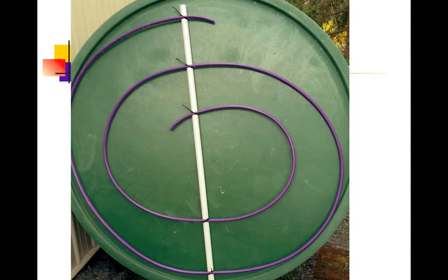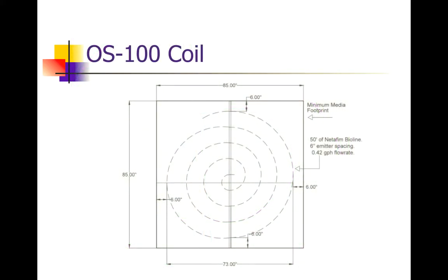The 5-foot OS50 coil, once assembled, will have this shape in the field. Again, the green is just a background for contrast, and the white bracket that the tubing is attached to is just that, a bracket to hold it in its shape. The OS100 is very similar. The only difference is we've got twice the amount of coil, and again it will be attached to the bracket and it'll have this basic shape once assembled in the field.